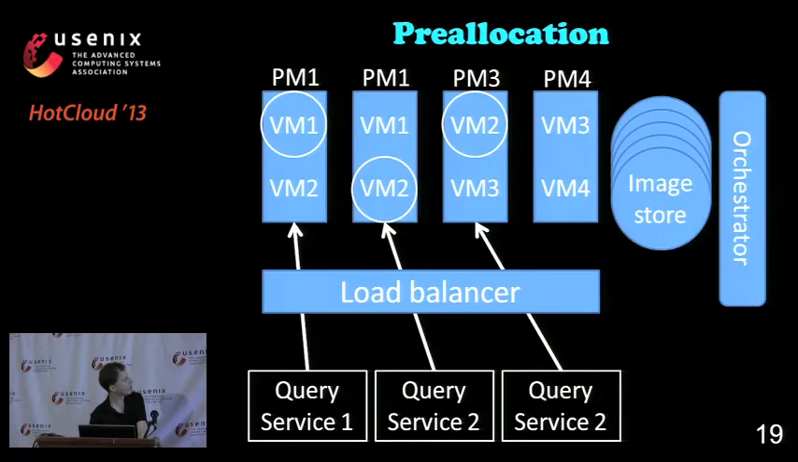So now it looks like this. The circle means that this is currently running on the machine. So on physical machine 1, we have pre-allocated both VM1 and VM2. VM1 is running, VM2 is just lying there, sitting. And if you have queries for service 1, you cannot forward it to physical machine 1 because it's not running it. You have to forward it to physical machine 2.